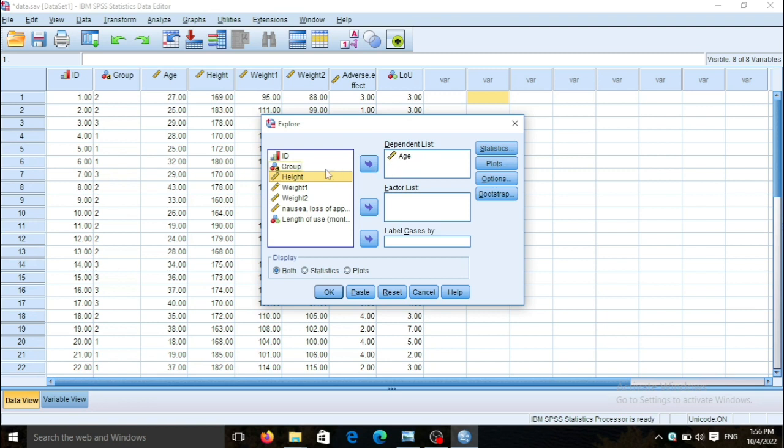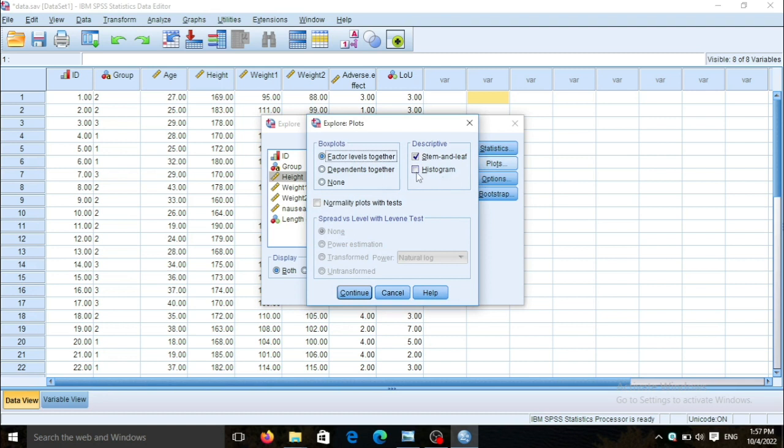For example, assume you have 2, 3, or 4 groups of patients, for example based on their gender or based on the drugs they are using, and you can measure the normal distribution of data in each group separately, but it is preferred to measure the normal distribution of data in the whole population. So I left it blank here, and here you have a very important option: plots. You must select histogram and select this one, normality plots with tests, and then continue.